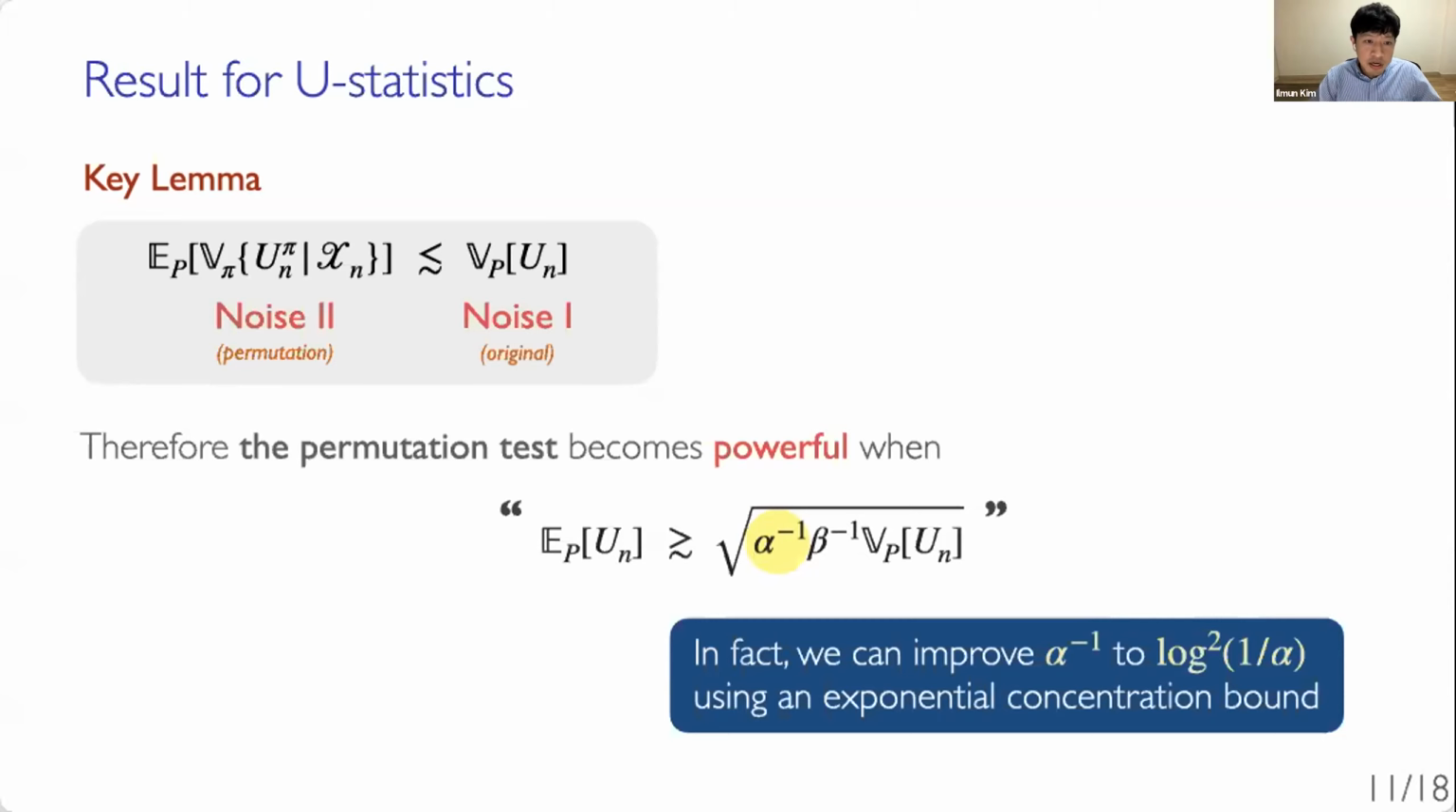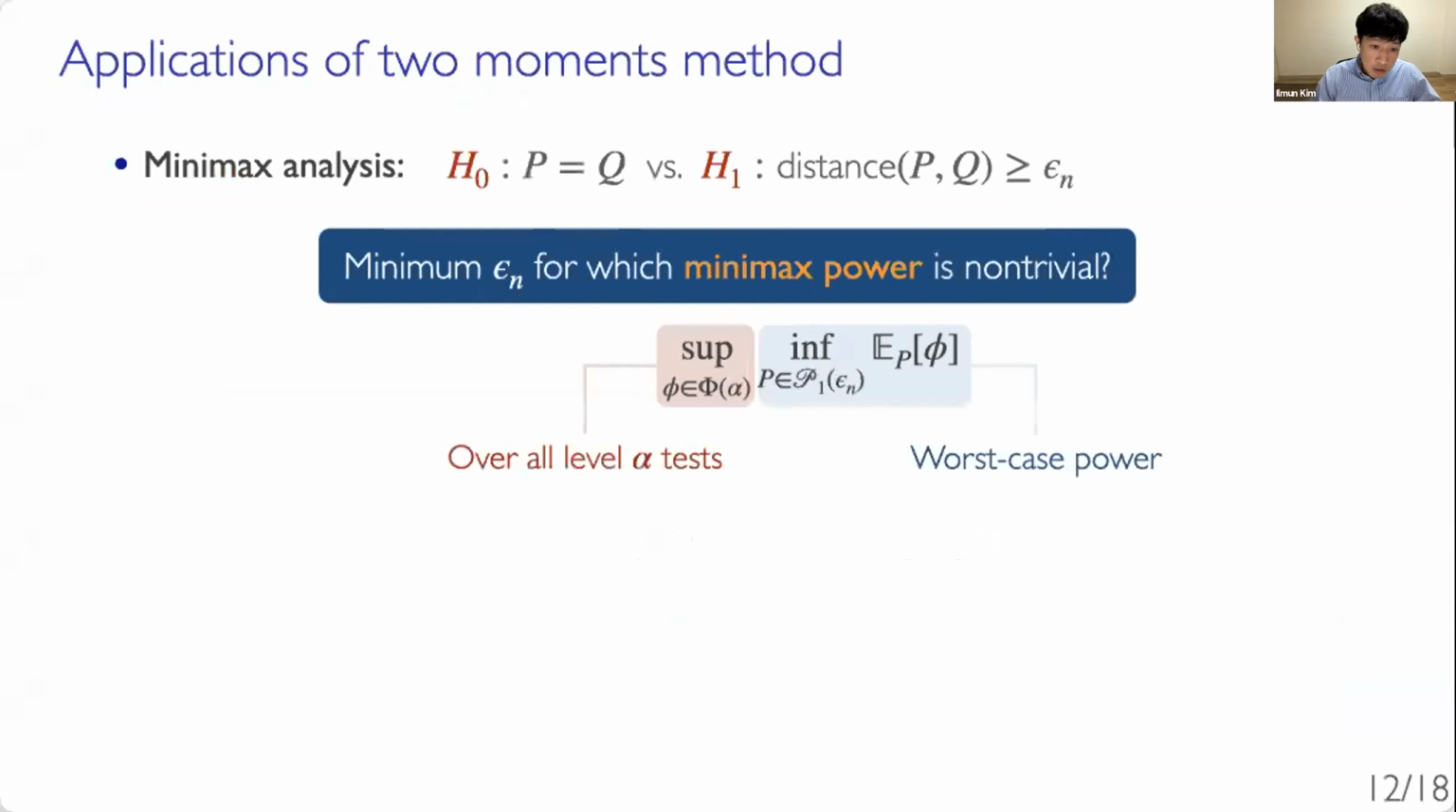So far I have presented sufficient conditions under which the permutation test becomes powerful. And a natural question is whether these sufficient conditions are indeed necessary. So I want to provide a partial answer to this question from a minimax perspective. To do so, we need to formally define minimax rate optimality for testing.